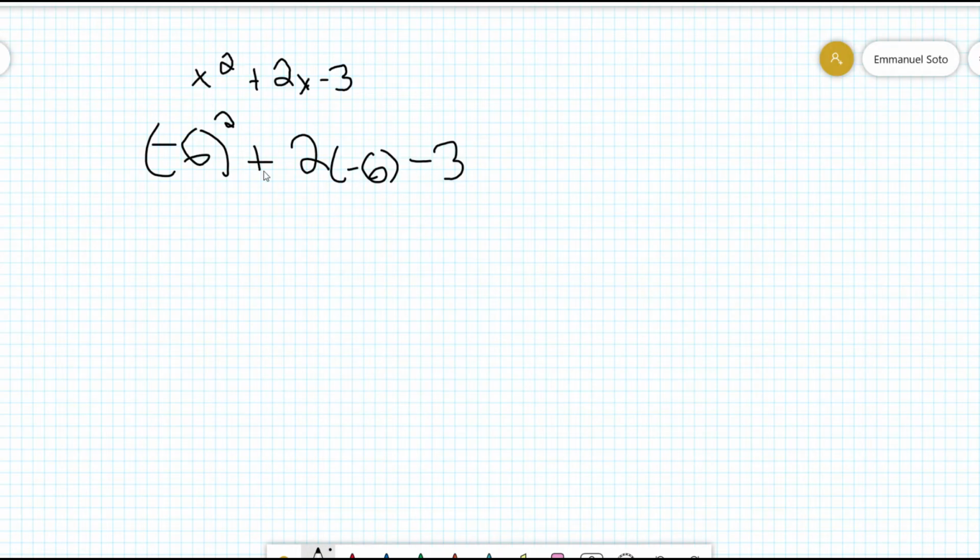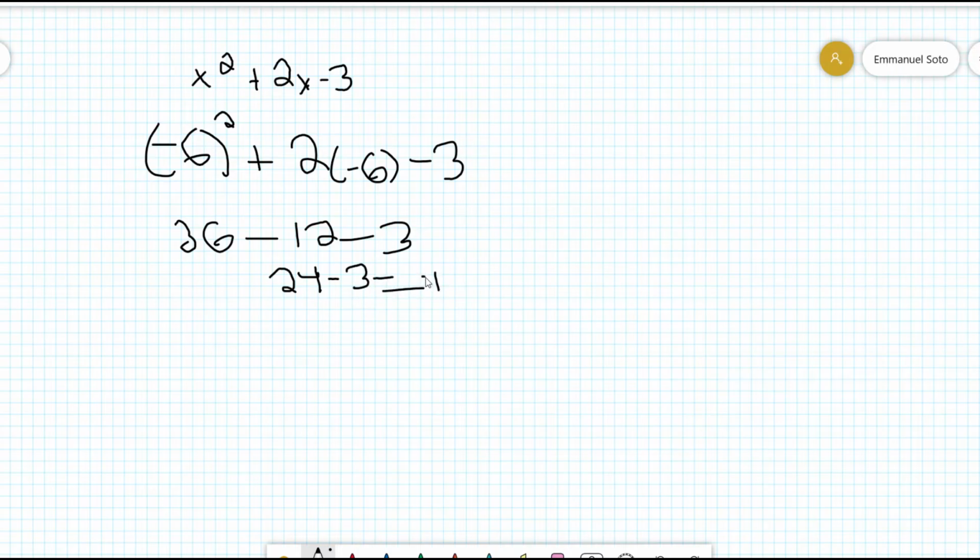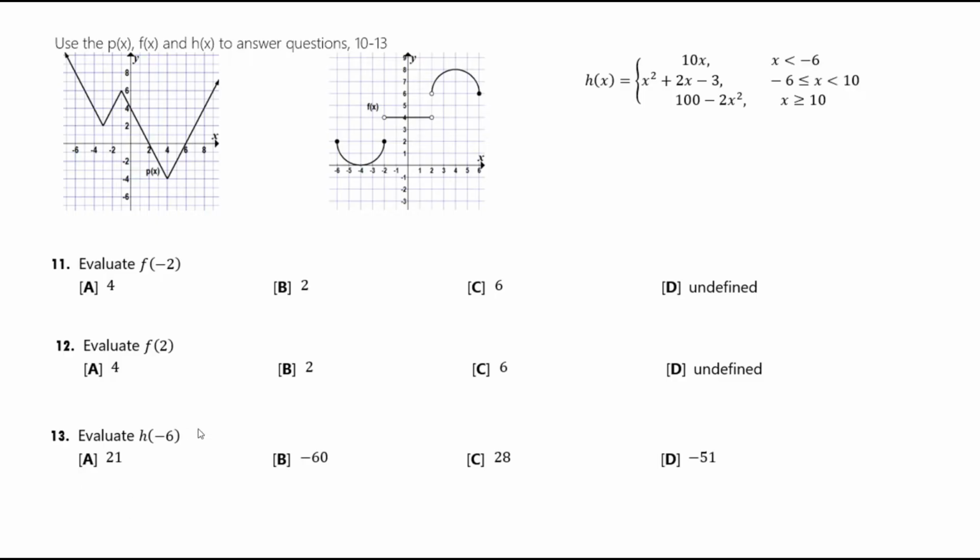So now we got -6 squared is 36. And 2 times -6 is -12. Then we have minus 3. Now we're going to go ahead, 36 minus 12 is 24. 24 minus 3 is 21. Okay, so your answer for number 13 is 21.